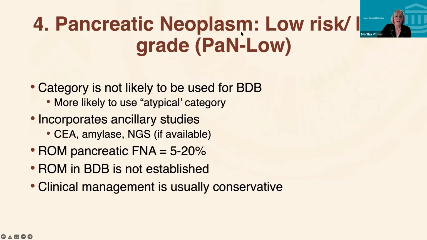So pancreatic neoplasm, low risk, low grade, is not likely to be used for bile duct brushings. As I mentioned earlier, you're more likely to use the atypical category in those that are slightly atypical, you can't call benign. If you incorporate ancillary studies, CEA, amylase, NGS, you can categorize lesions that might not have a lot of cells into this category. The risk of malignancy is up to 20%. It's not yet established in bile duct brushings, and the clinical management is usually conservative.